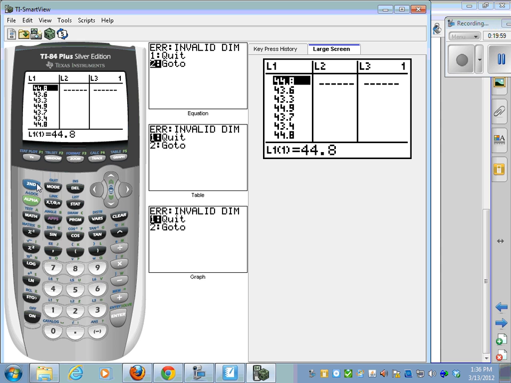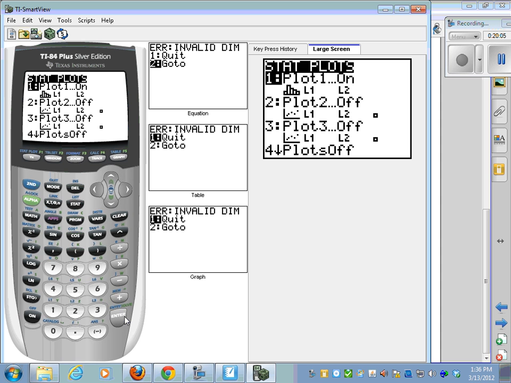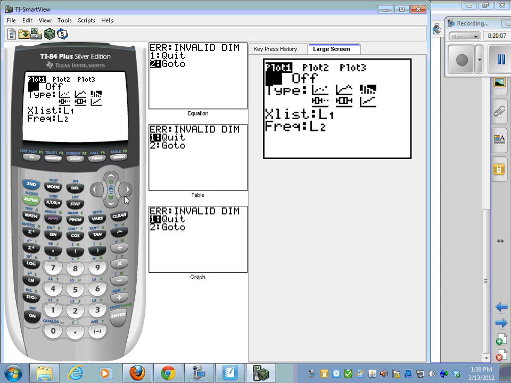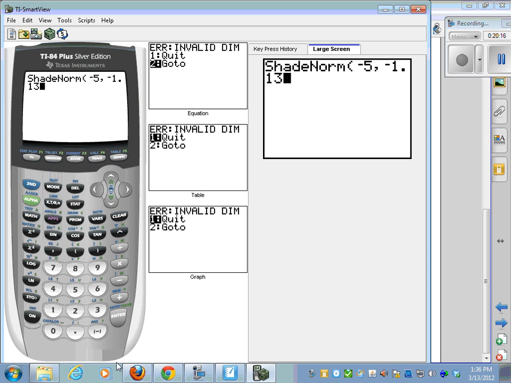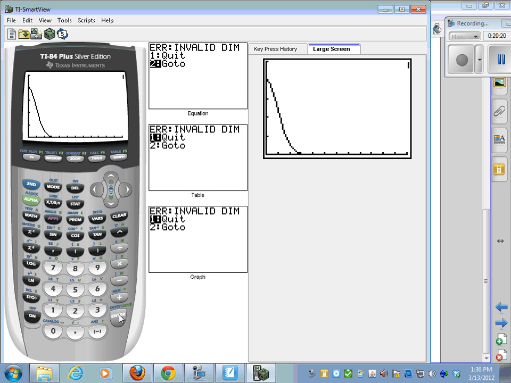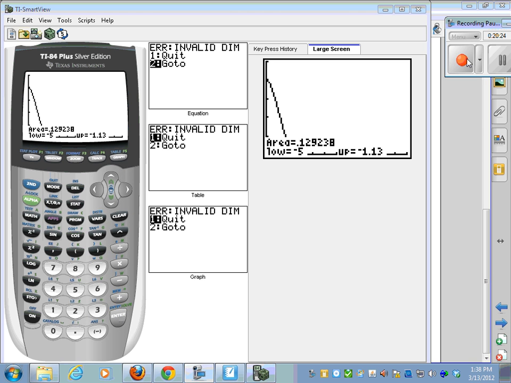So I'm going to have to turn that stat plot off. Let's do that. Second function, y equals. Press enter and change to off. So turn off your stat plots. Okay. Now let's try my shade norm. And I get some crazy looking thing. Oh, you have to set up window settings. Roland is right. The window settings are on.